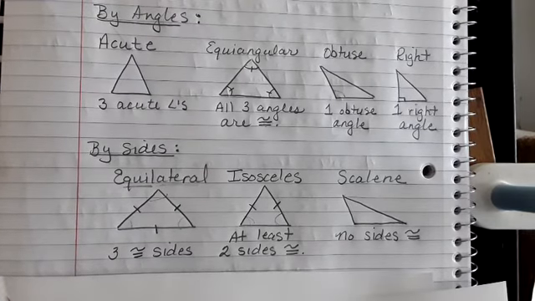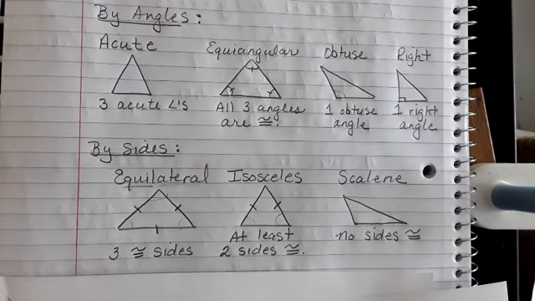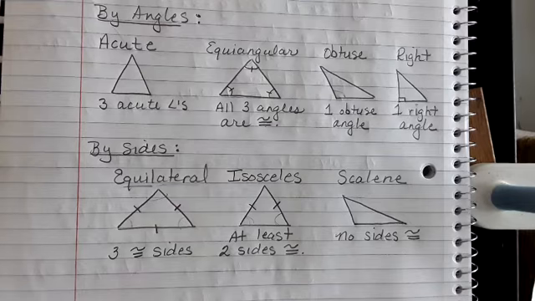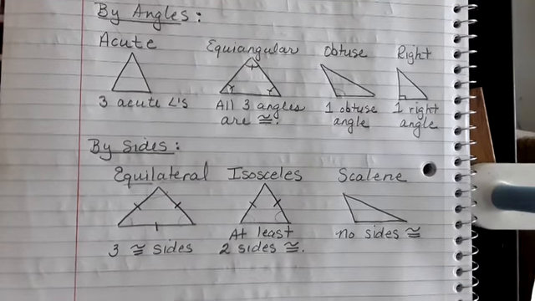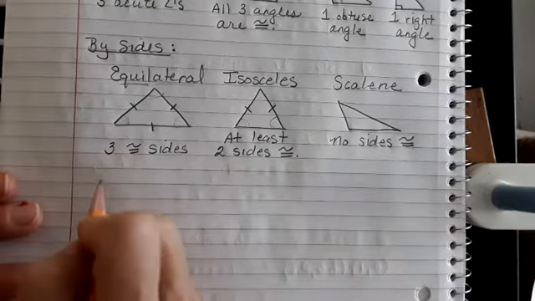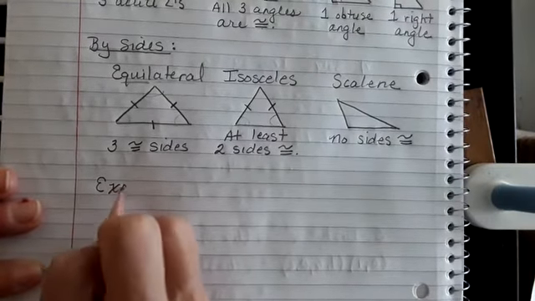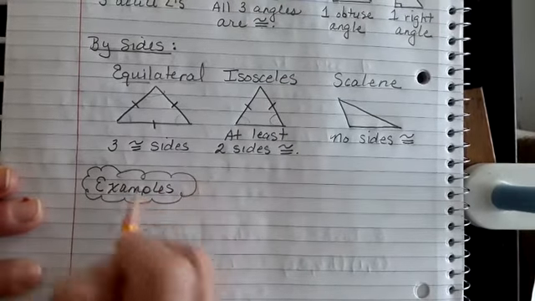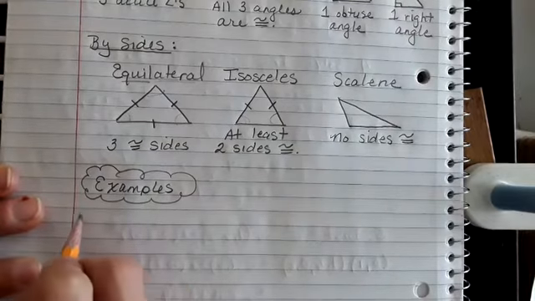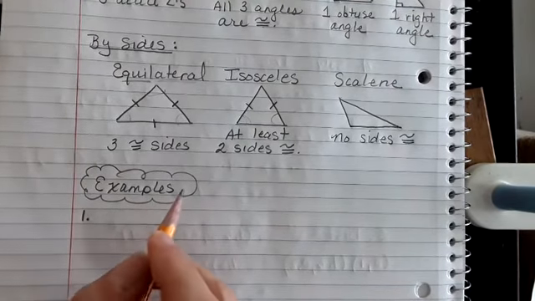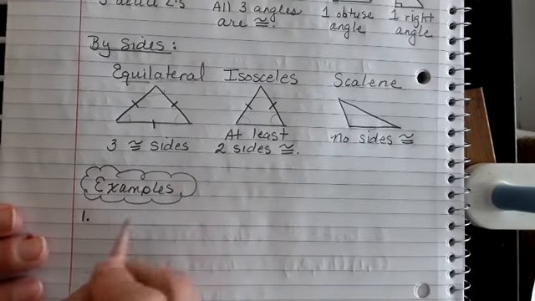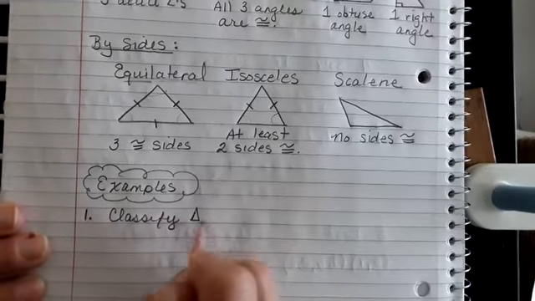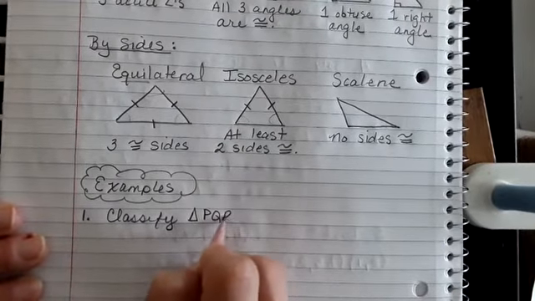All right, so two ways you can classify a triangle. You can give it a name based on the angles and give it a name based on the sides. All right, we'll do a couple of examples using that. All right, let's go ahead and classify. I'm going to give you a triangle, and let's classify it by its angles. I'll give you triangle PQR in a moment.